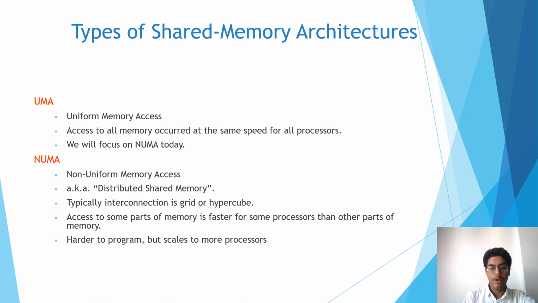NUMA is non-uniform memory access, which is also known as distributed shared memory. It is typically interconnected as a grid or hypercube. The access to some parts of memory is faster for some processors than for others. Unlike UMA, where it is equally distributed, in NUMA some memory you can reach faster compared to other memories. NUMA is harder to program since it has a complex structure, but it can scale to more and more processors than UMA, right?